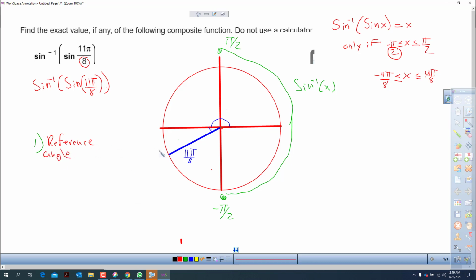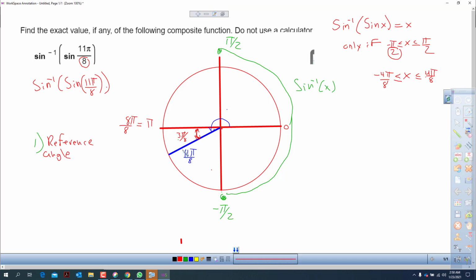The reference angle is this little positive acute angle. Remember, a reference angle is acute, and is the angle between the terminal side of the angle, this is the terminal side, and the x-axis, right? So you know that this is 0. This is pi over 2. This is pi, which is the same thing as 8 pi over 8, correct? So from 8 pi over 8 to 11 pi over 8, we have 3 pi over 8. Okay, that little angle is 3 pi over 8.